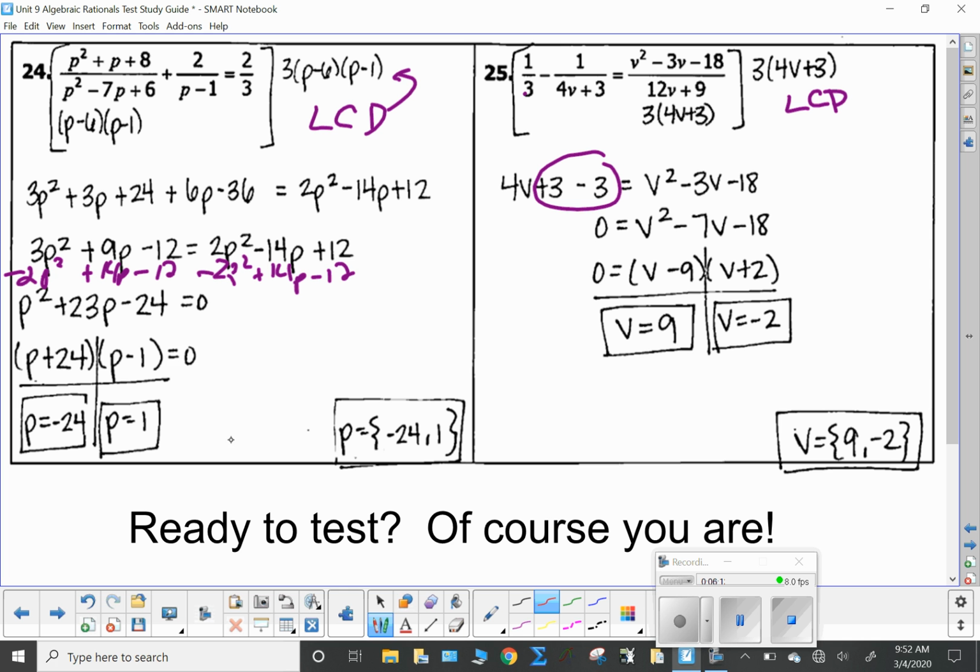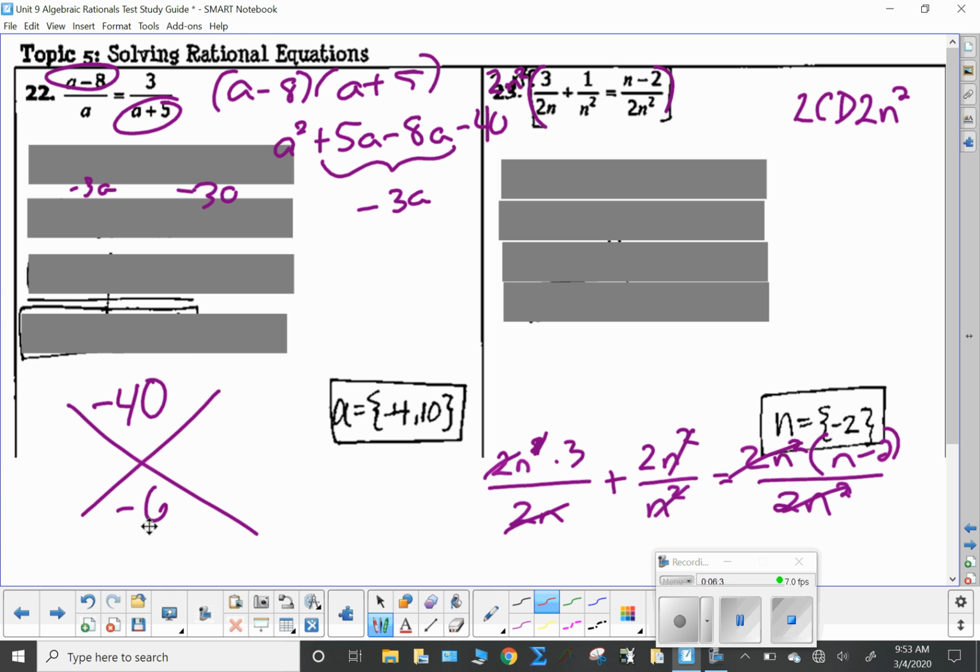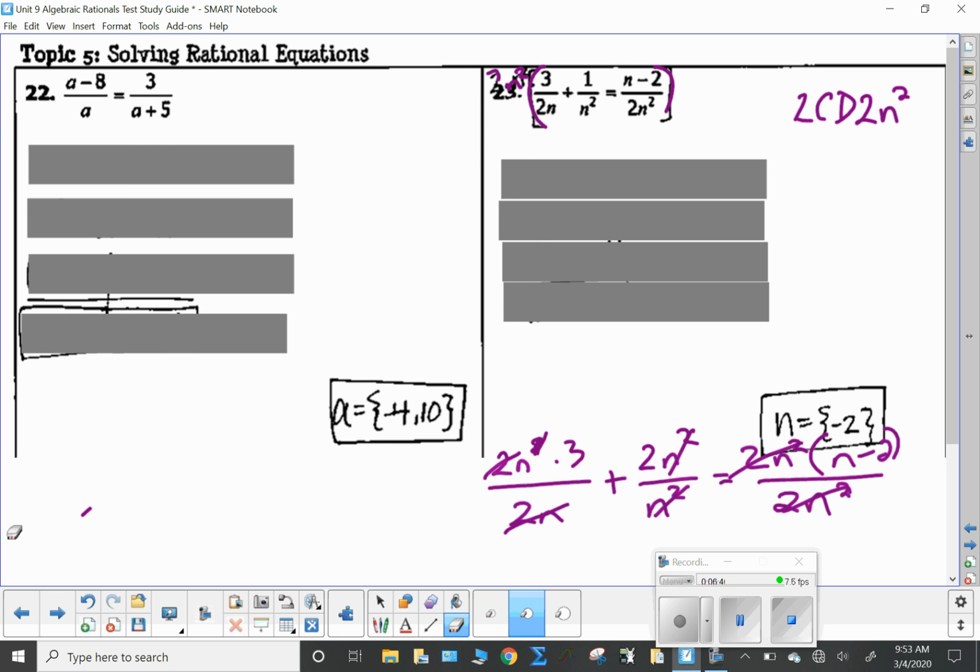For number 24, I go back and I say negative 24. Nope, that'll work. 1. Ooh, if I put a 1 in here, this doesn't work. So 1 is not a solution. Only negative 24. 1 is a restricted value. Now, let me go back to this one. Here, I got negative 4 and 10. Negative 4 is fine, and 10 is fine.